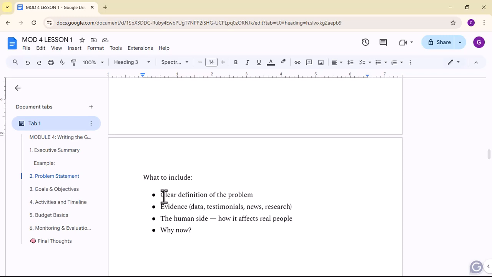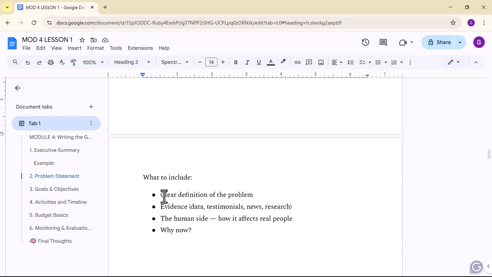But if you are putting all your grants together and you want to send it to whatever organizations, you follow this format. Remember, what to include in the problem statement is a clear definition of the problem, and also you want to use evidence that that problem exists. Now, it's one thing to cook a problem up or to decide what you think is a problem, but evidence will allow you to know that, okay, this problem really exists. And evidence, we're talking about data, testimonials, news, research.